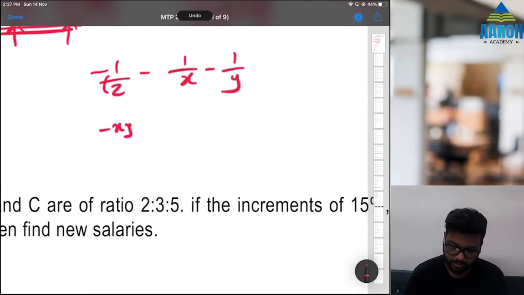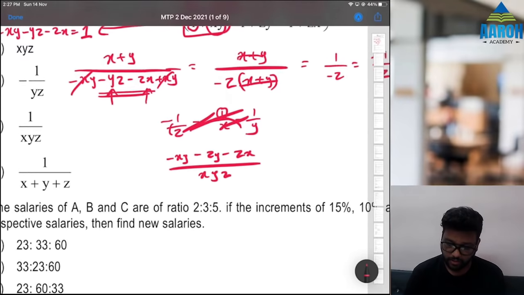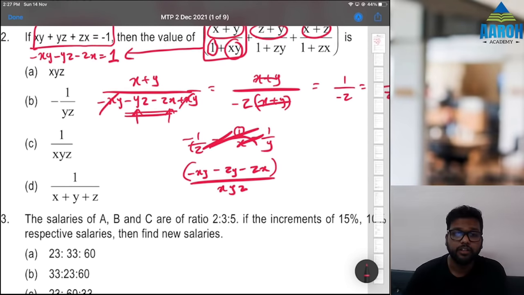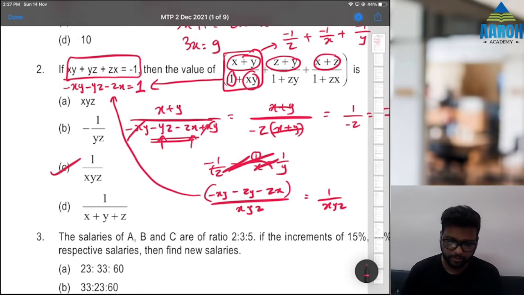So minus xy minus zy minus zx upon xyz. Now understand, in the question we have this numerator, minus xy minus zy minus zx, as 1. See, that means it is just 1 by xyz. So option C is the correct answer. This was a good question, you can mark it.